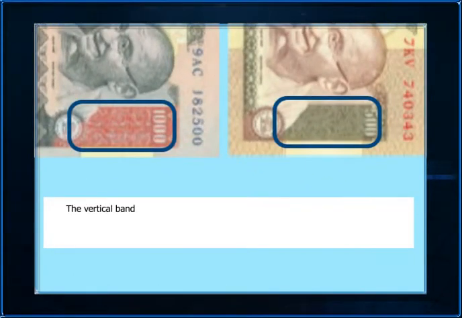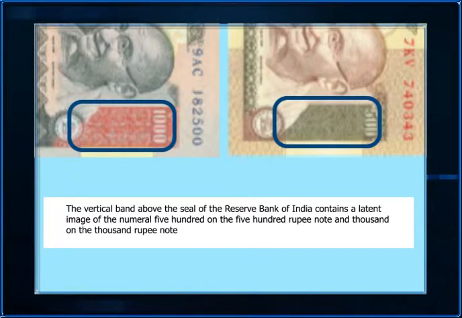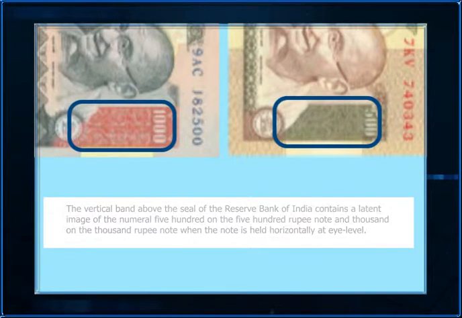The vertical band above the seal of the Reserve Bank of India contains a latent image of the numeral 500 on the 500 rupee note and 1000 on the 1000 rupee note when the note is held horizontally at eye level.